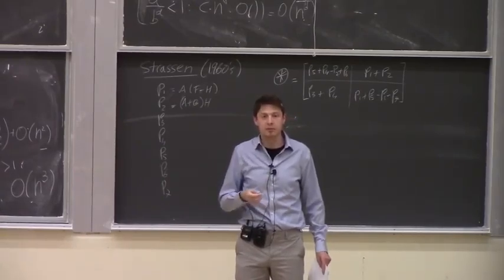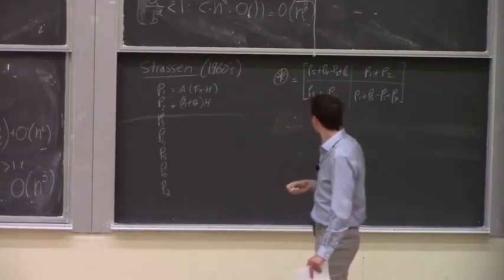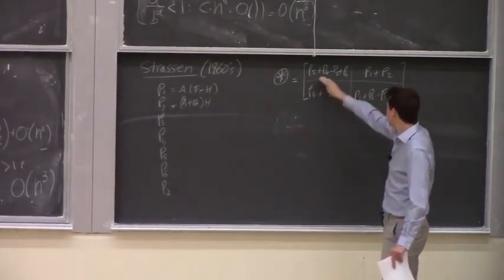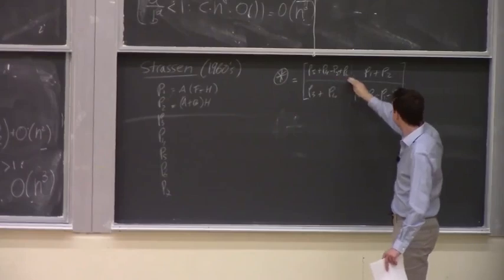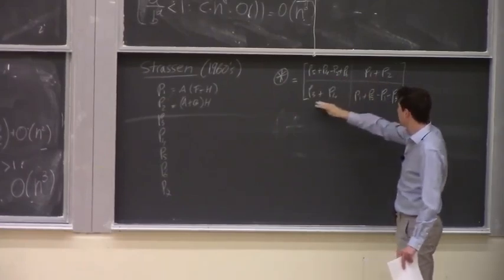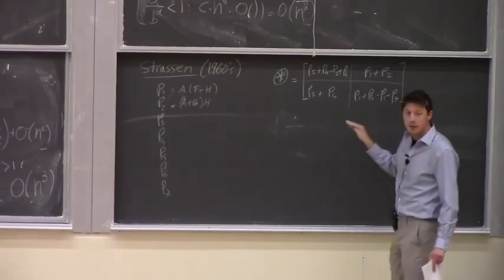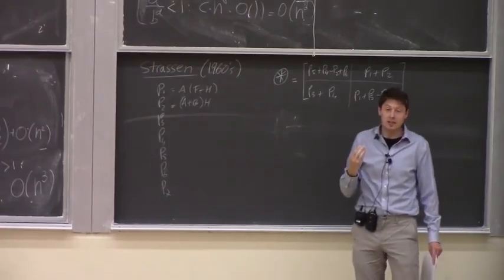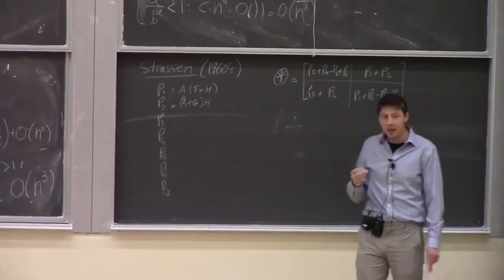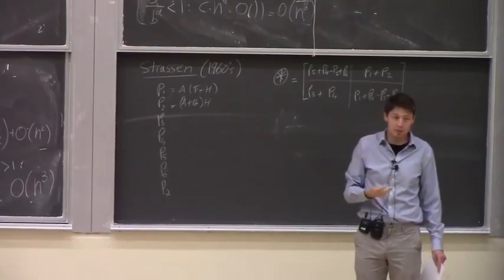Yes, there's a question. In the matrix is P5 plus P4 minus P2 plus P6, and then P1 plus P2, P3 plus P4, P1 plus P5 minus P3 minus P7. And it's in the book anyways. Yeah. Anyways, so this guy found it basically by brute force.